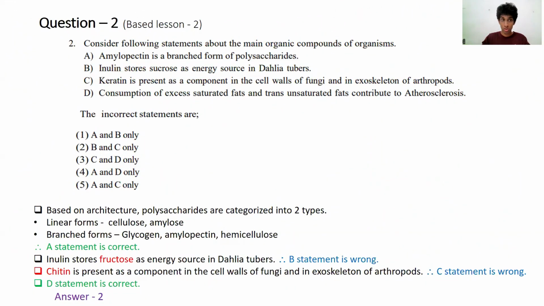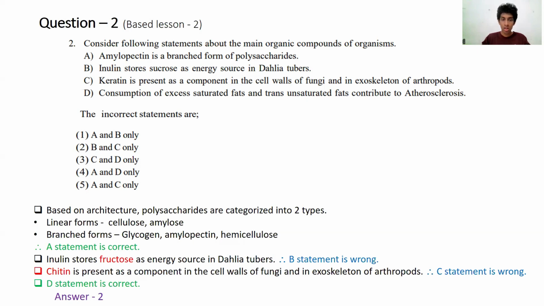Let's move to the second question. It is based on the second lesson. Consider following statements about the main organic compounds of organisms. A. Amylopectin is a branched form of polysaccharide.